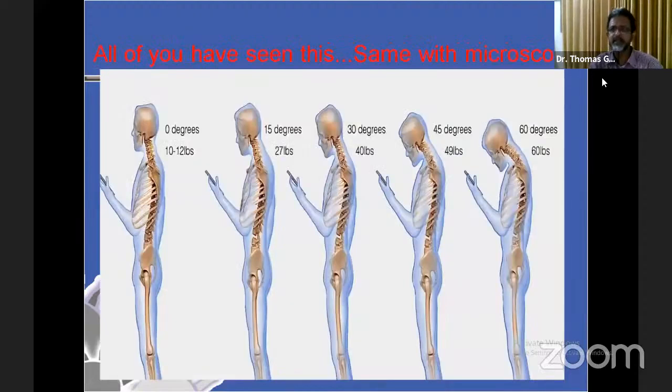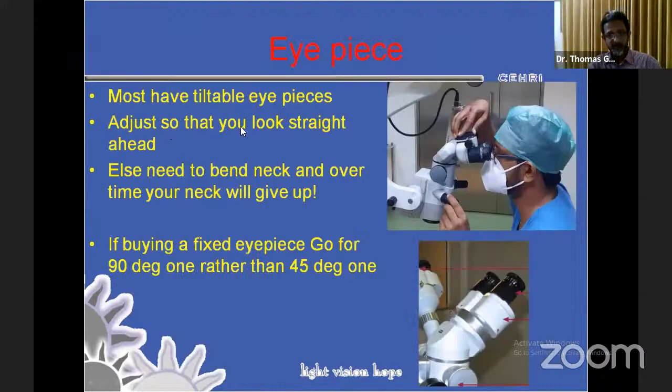All of you have seen this picture pertaining to the mobile. It is also true of the microscope. Your head tilted forward puts a lot of strain on the neck, and that's not good. So most microscopes have got tiltable eyepieces. Adjust it so that you are practically looking straight while you're looking through the microscope, and not keep it like something like this where you have to bend down and look downwards. Your neck will eventually give up if you keep looking down for long durations like for surgery.